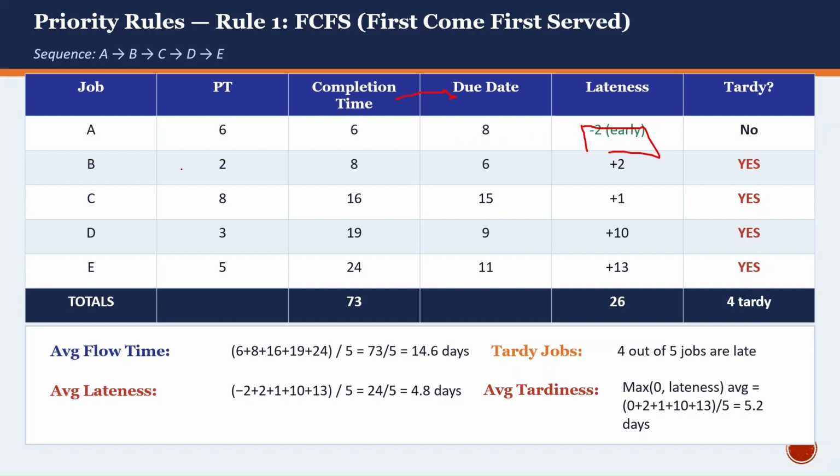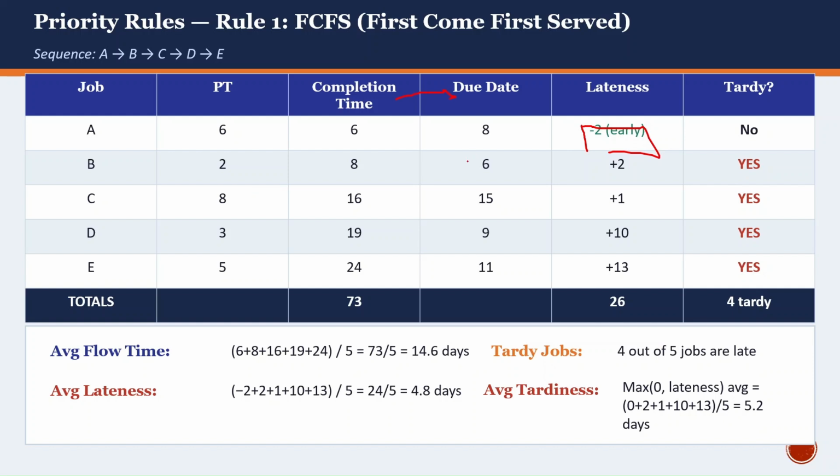Next will be processing B. Processing time required is 2, so that will be added up and we'll be getting 8. Now the due date for it was 6 days, but we are producing it on the 8th day or 8th hour. So therefore, we are getting the lateness as positive. It is late by 2 hours or 2 days, we can say.